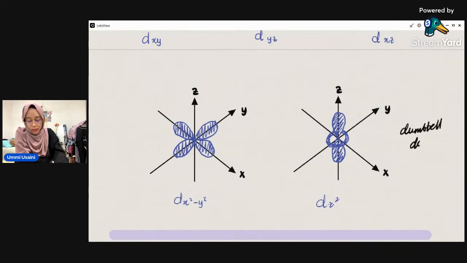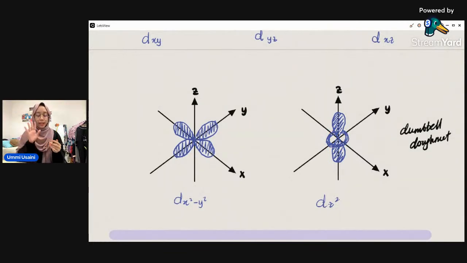Dia bukanlah totally cloverleaf. Okay, yang ni Miss panggil dumbbell and donut. So dumbbell tersebut kita letak dekat bahagian Z axis. Okay, sebab ni Z squared kan. So kita letakkan, it lies on the Z axis, and then nanti dekat keliling dumbbell tu kita letaklah donut. Okay, so donut kat sini ada keliling dia. Okay, so ini adalah orbital shape of the orbitals untuk D orbital.